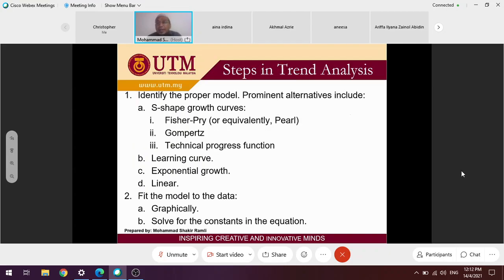Next, we go to steps in trend analysis. There are four main steps when we want to conduct trend analysis for forecasting, for technological forecasting, for extrapolating. The first step is to identify the proper model. It is more or less like what you are doing in your proposal now.